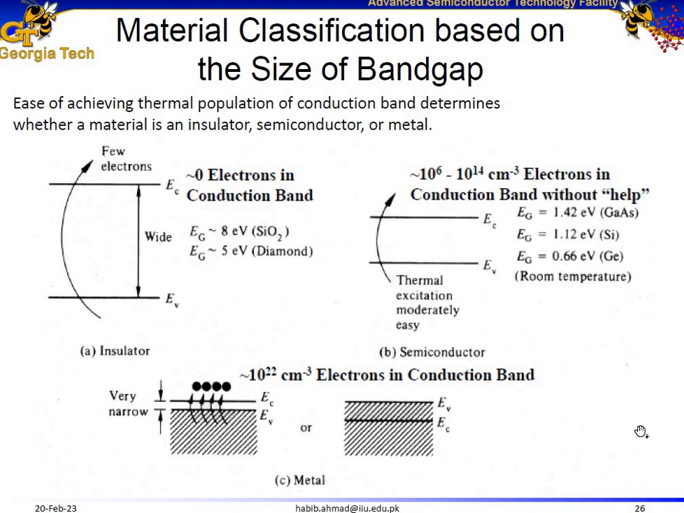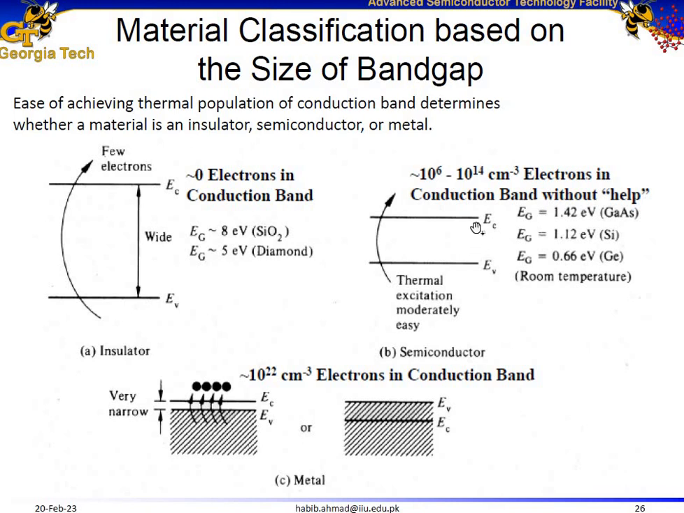So based on the band gap, we can classify materials into metals, semiconductors, or insulators. In case of metals, the conduction band and the valence band overlap each other. So we always have a lot of carriers available for conduction. We don't have any problem of carrier unavailability for conduction. So metals can easily conduct because their conduction band and valence band overlap with each other.